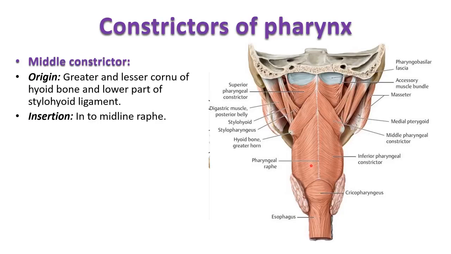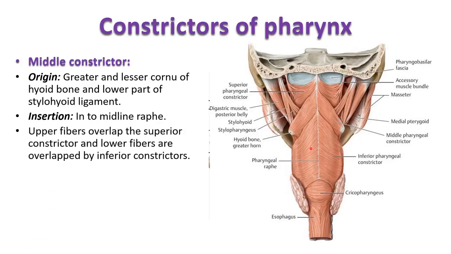Only the level, not to the larynx, up to the level where the vocal cords of the larynx are present. So to that extent they pass, and they are reinforced, especially this posterior wall, by all the three sets of the constrictors of the pharynx. The upper fibers overlap the lower part of the superior constrictor, and the lower fibers are overlapped by the upper part of the inferior constrictors.